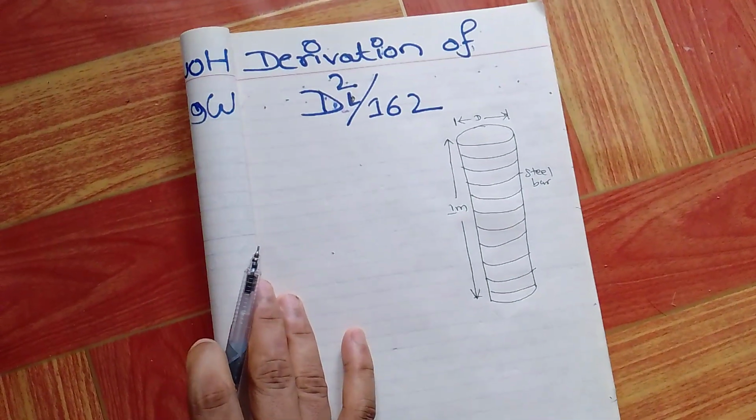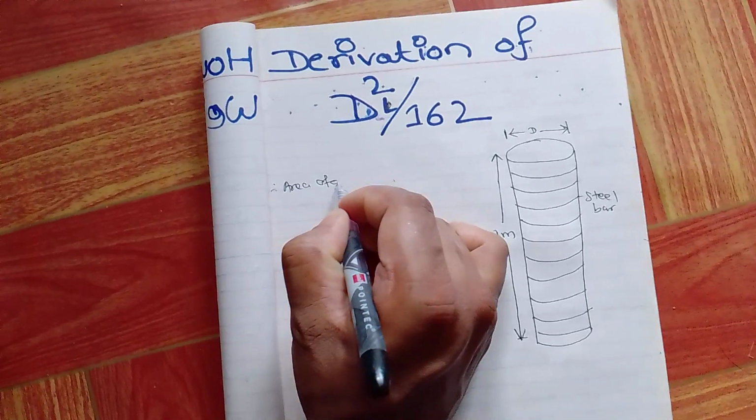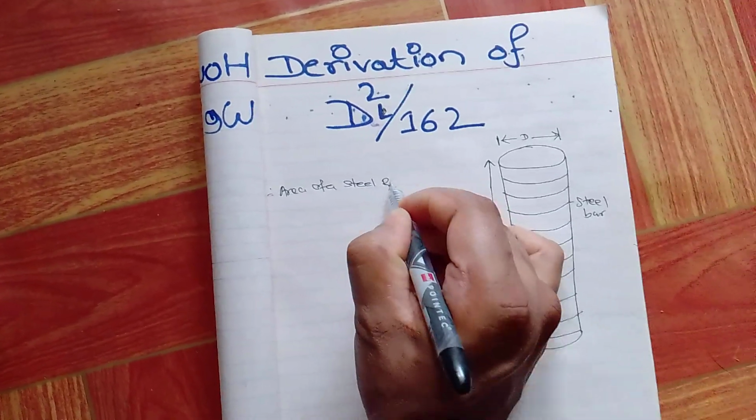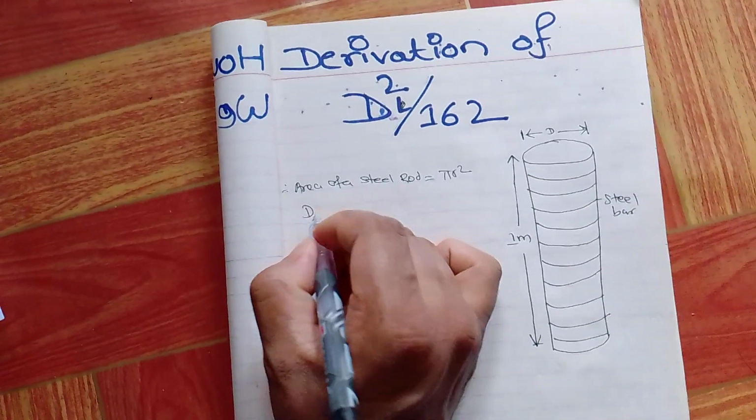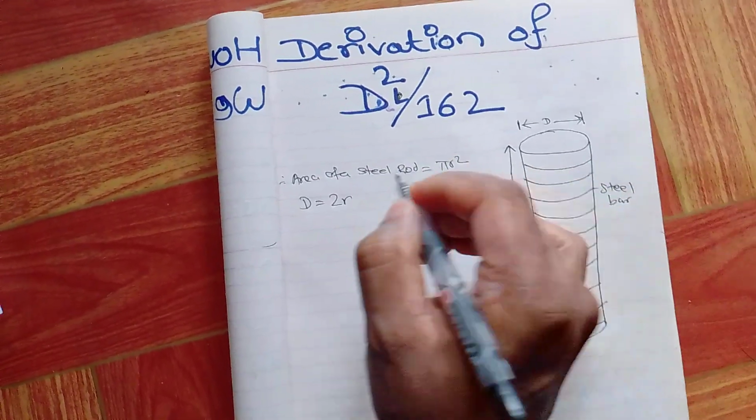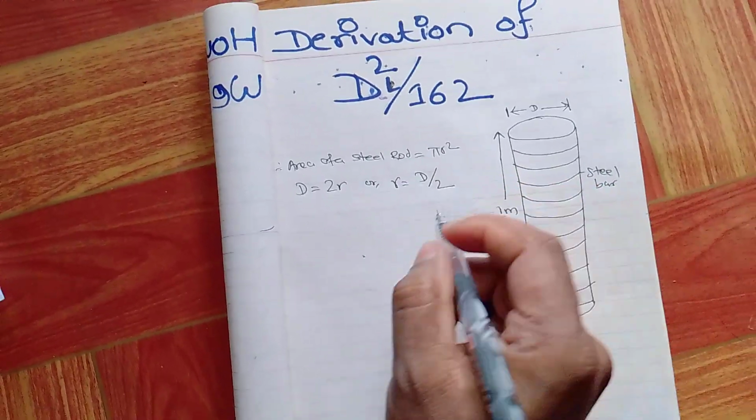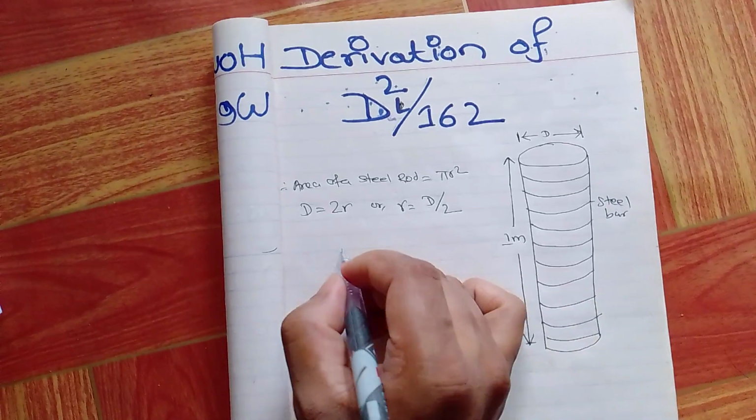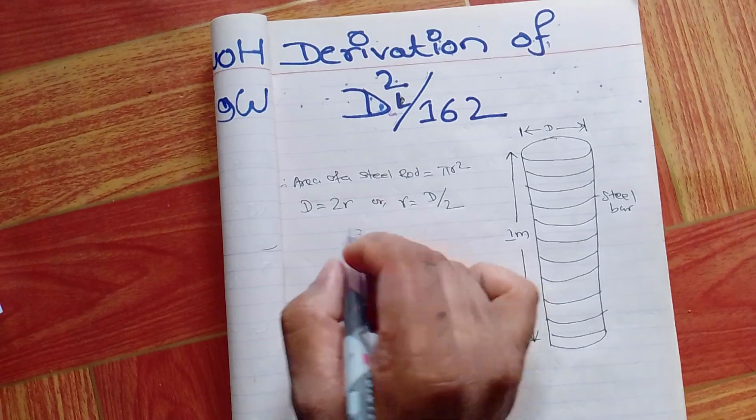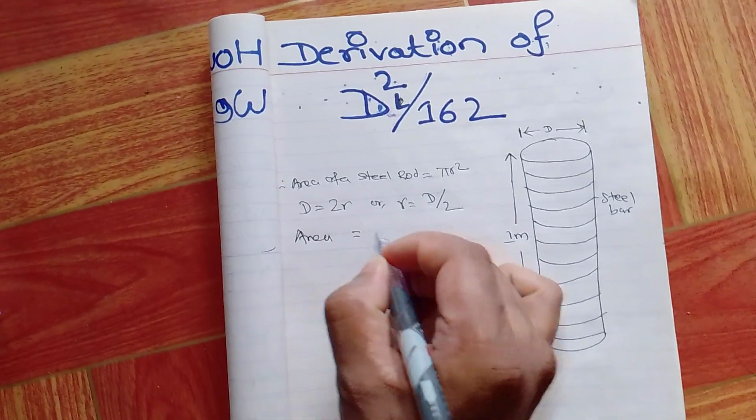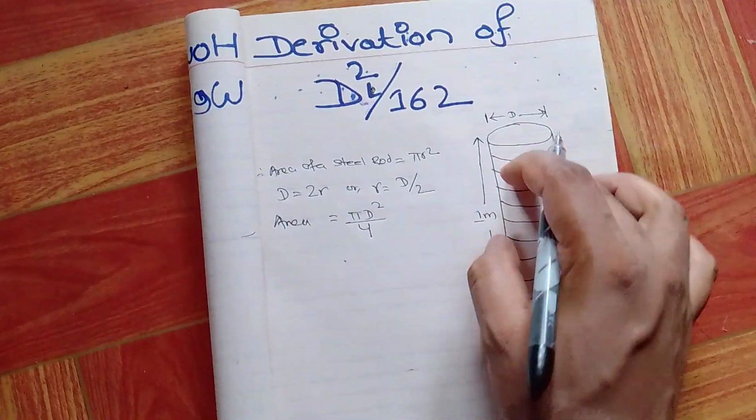Assume so. Now we are going to find the area of a steel rod, which is equal to pi r square, in which d is equal to 2r, 2 times the radius. So r is equal to d by 2, diameter by 2. So the area is equal to pi d square by 4, which is the area of the cylinder.